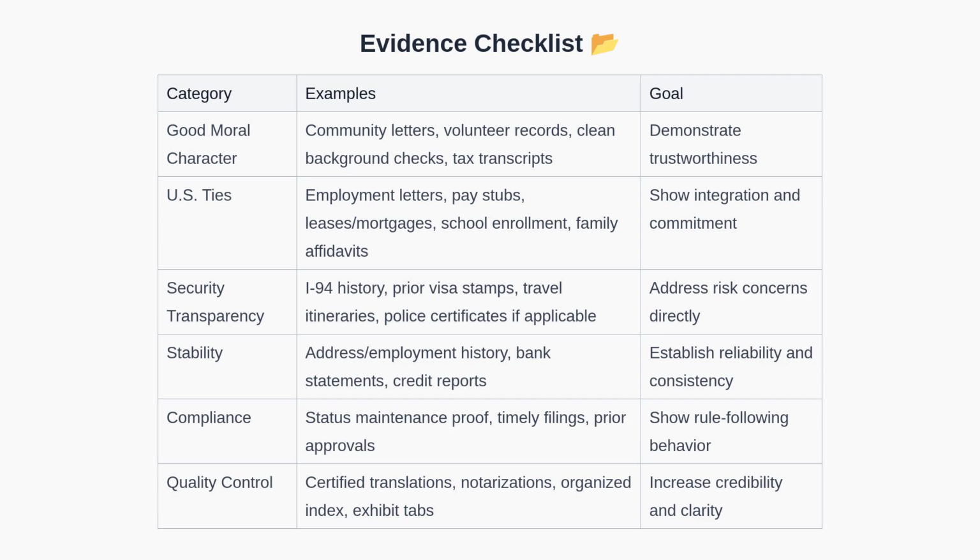Use this checklist to gather and organize documents. For character, community letters, volunteer records, clean background checks, and tax transcripts. For U.S.